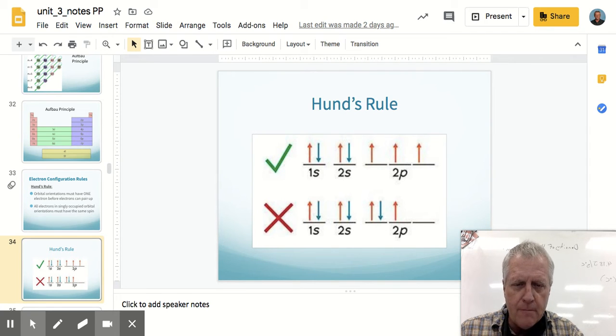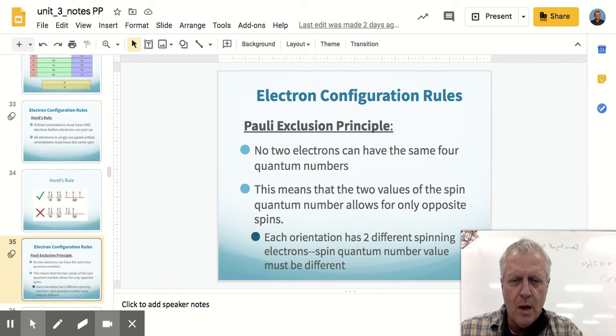Notice that the 1s sublevel is full, the 2s sublevel is full, and then there's one arrow representing one electron in each of these orbitals, and notice that they didn't pair up. This would not be correct down here because it shows them paired up. These little lines represent orbitals. This is what's referred to as electron configurations, and this particular version is orbital notation.